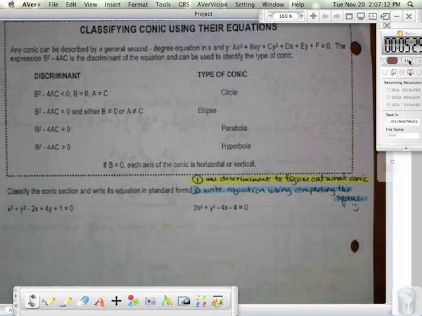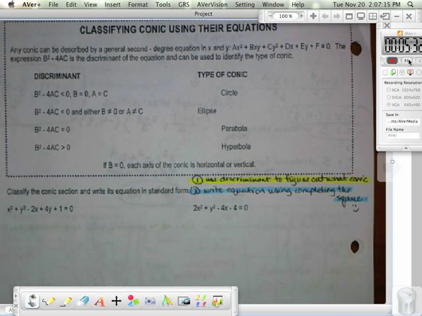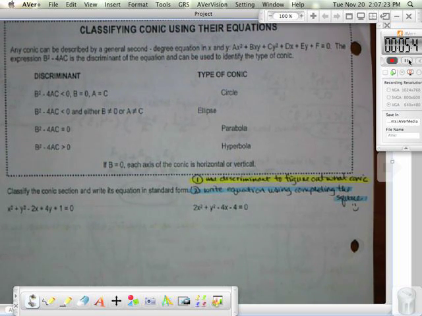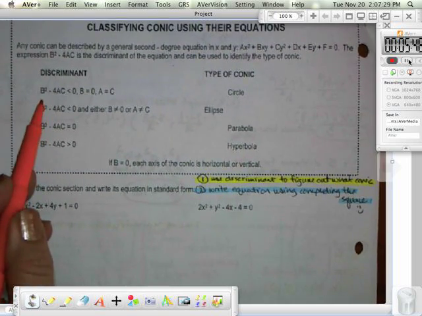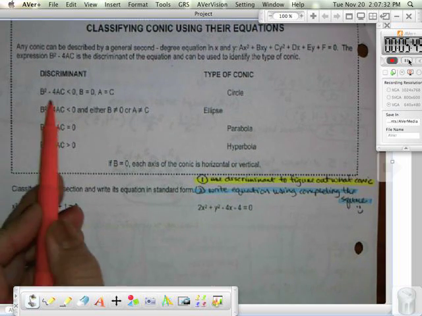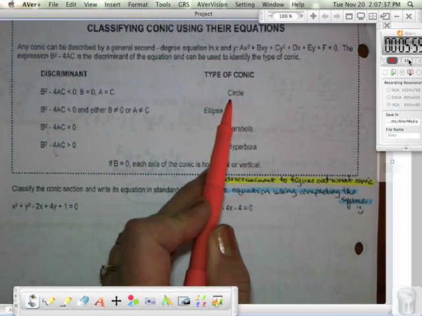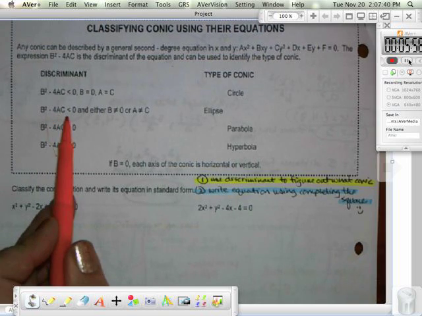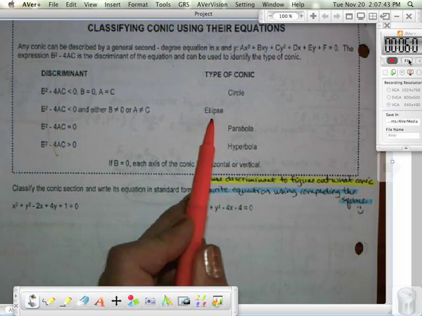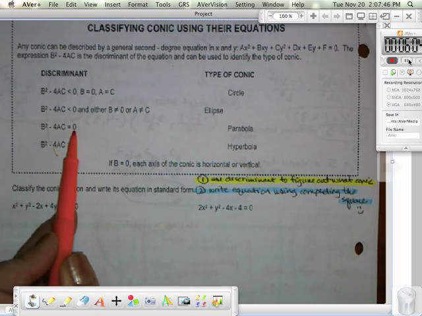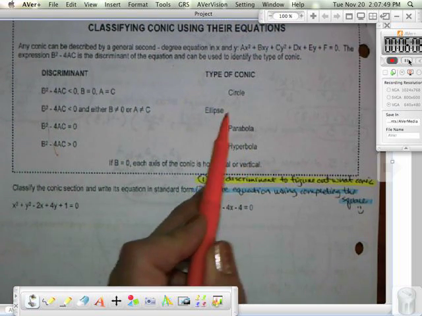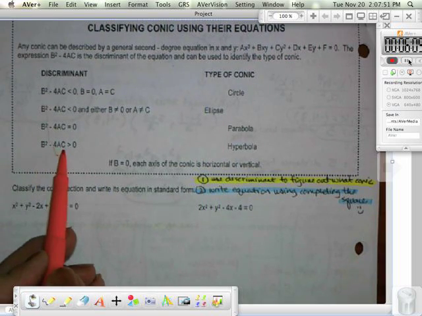Last thing we have to do is classify, meaning name what kind of conic section it is, using the equation. And then we have to write the equation. We have to clean it up a little bit so it's in the right form. So these are, remember discriminant? We looked at the discriminant when we were doing Chapter 4 in the quadratic formula. And it tells you here, if the discriminant is less than 0, and b is equal to 0, and a is equal to c, you're working with a circle. Here, b squared minus 4ac is less than 0, it's an ellipse. b squared minus 4ac is equal to 0, it's a parabola. I know this is a little off, I'm sorry. And b squared minus 4ac greater than 0 is a hyperbola.